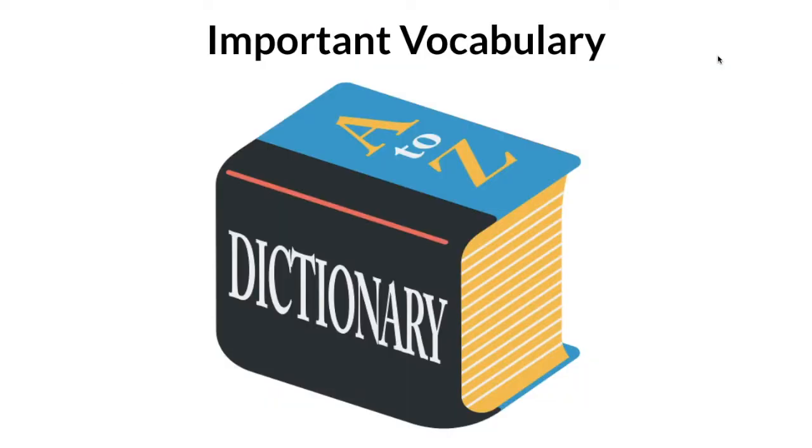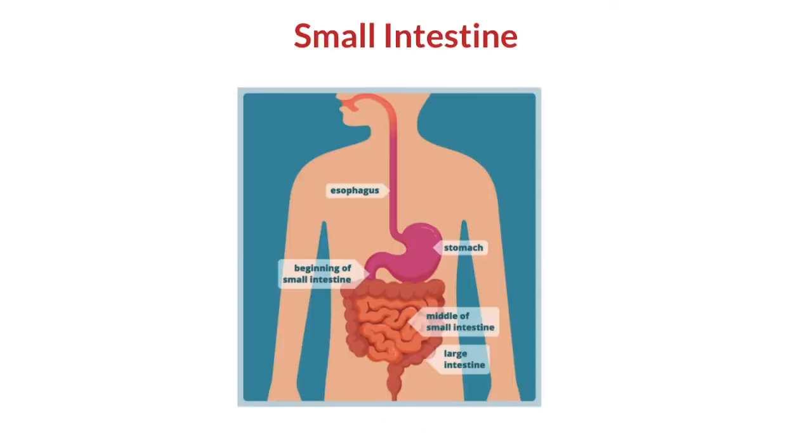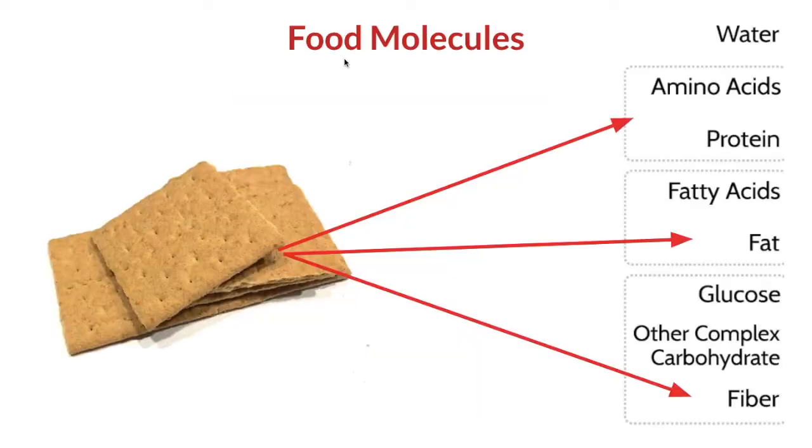Here is some important vocabulary you'll need for today. Small intestine. Small intestine is one of many organs in the digestive system. Food molecules. All food is made up of many different molecules.